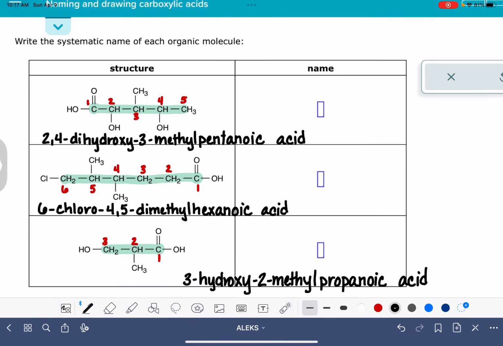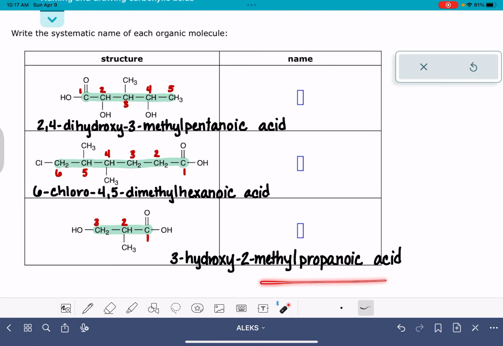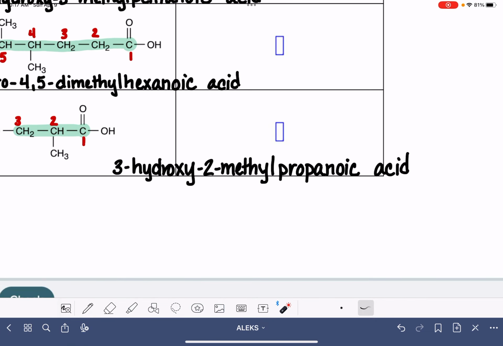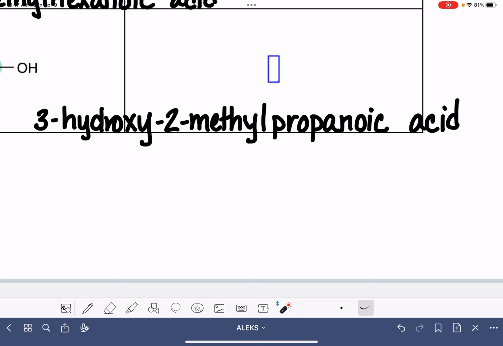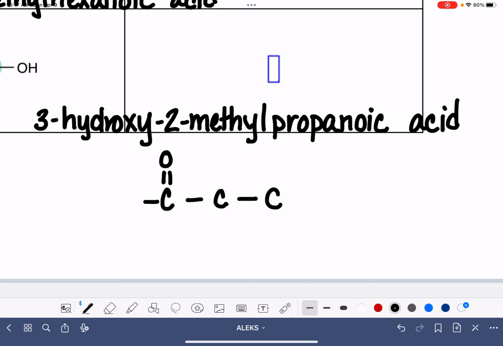Now what if you had the other version of the problem? The other version of the problem is where it gives you a name and it asks you to draw the structure. Let's just do this one right here. Let's say it gave us this molecule's name and it wanted the structure. I always like to start at the ending of the molecule's name. If I see propanoic acid, prop tells me that there are 3 carbon atoms in the molecule, and the propanoic acid part is telling me that carbon number 1 is a carboxylic acid. So I'll fill that part in.